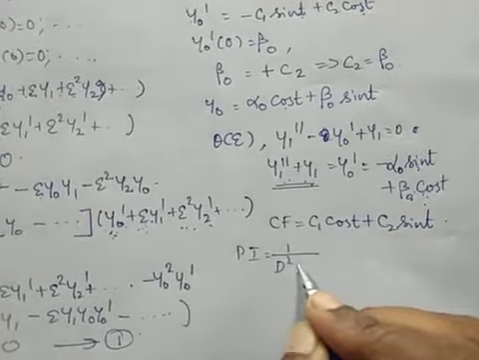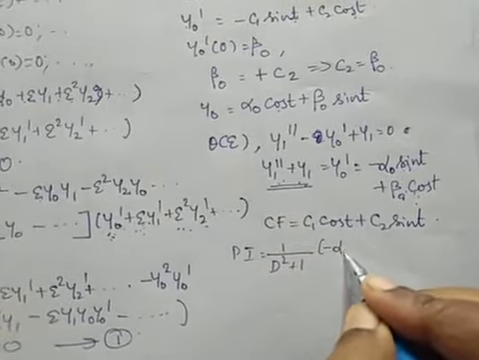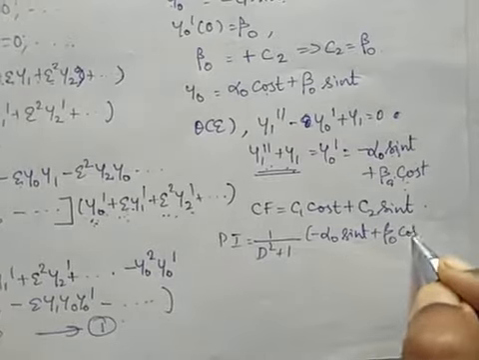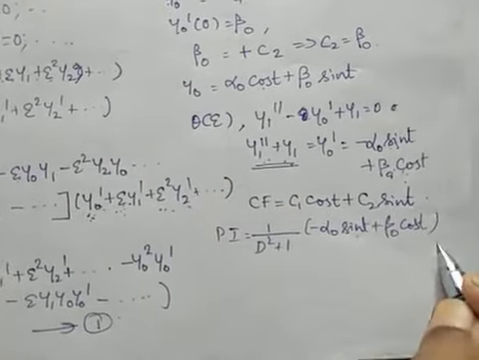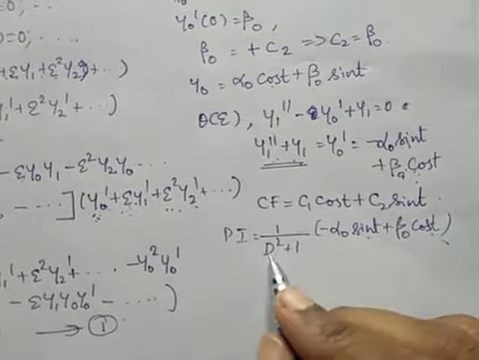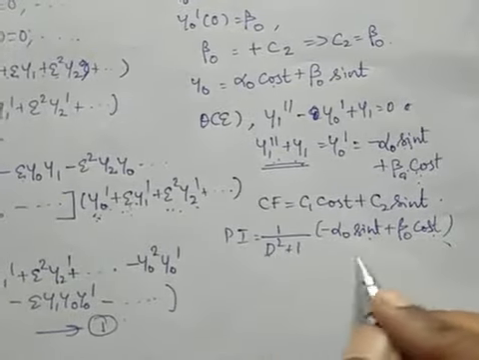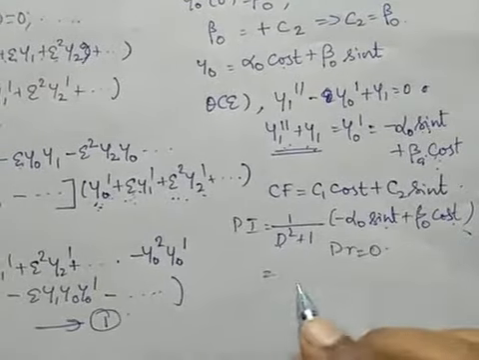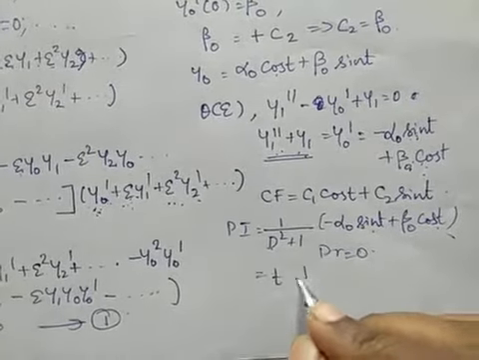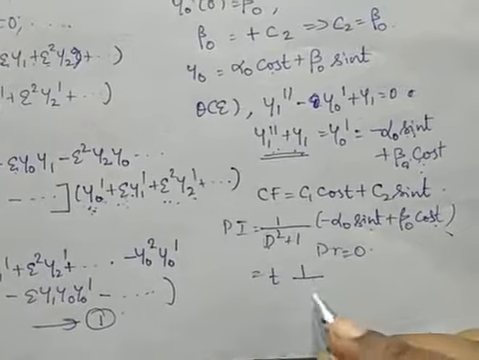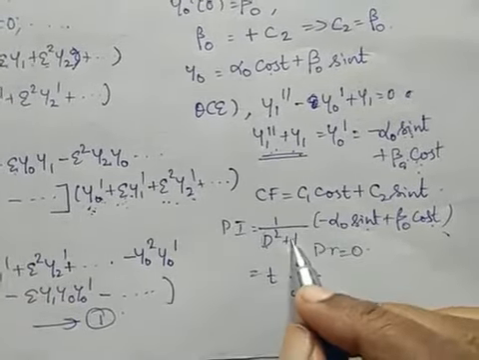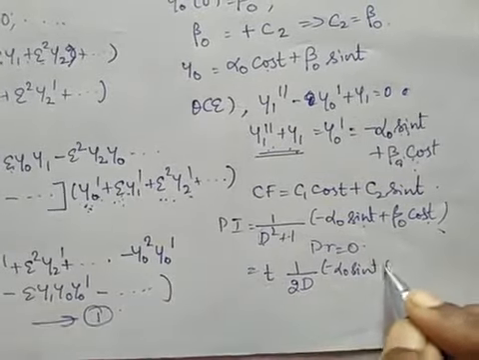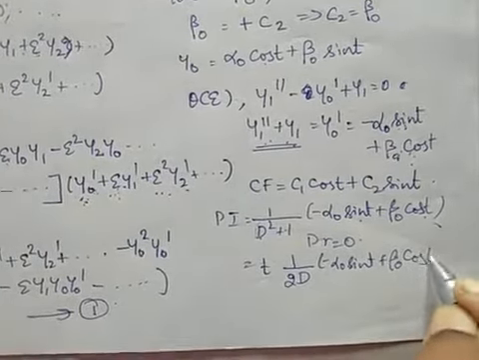Denominator is d square plus 1, and the numerator is minus alpha naught sin t plus beta naught cos t. So here a is 1, here also a is 1. If we substitute d square is equal to minus 1, the denominator will become 0. So in this case we have to multiply with t and differentiate the denominator. Differentiation of d square is 2d. Differentiation of 1 is 0. Minus alpha naught sin t plus beta naught cos t.